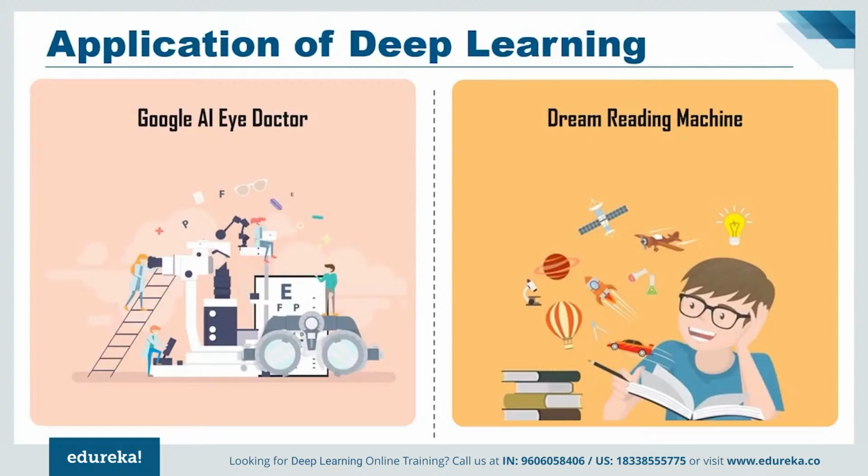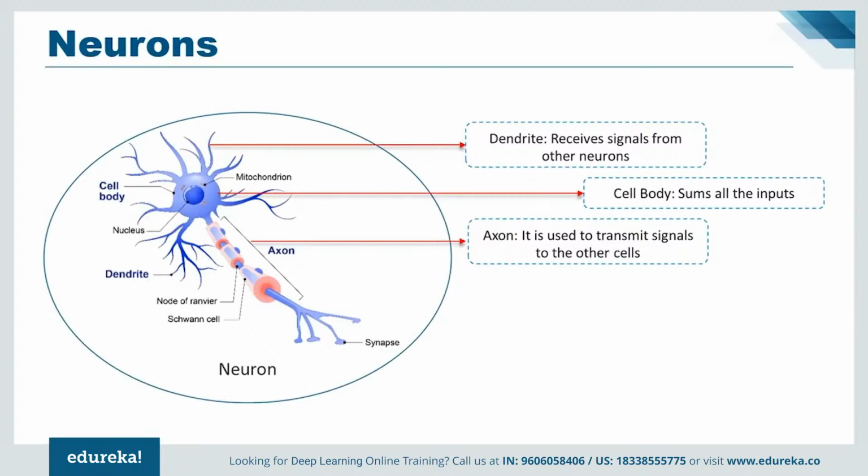Now, let's move ahead in this deep learning tutorial and understand how deep learning works. Basically, deep learning mimics the way our brain functions. That is, it learns from experience. As you know, our brain is made up of billions of neurons that allow us to do amazing things. The brain of a 1-year-old kid can solve complex problems which are very difficult to solve even using supercomputers.